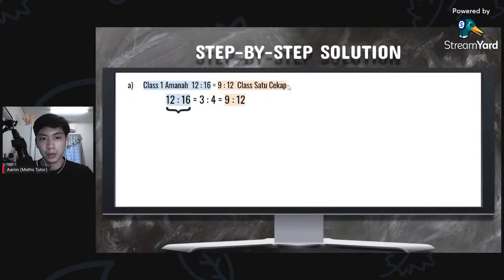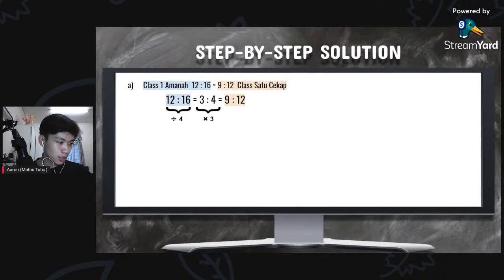I'll tell you why this is the answer. It is because 12 ratio 16, you can divide by 4 to get 3 ratio 4. This one we call the trial and error method. Eventually if you multiply 3 ratio 4 by 3, you will get 9 ratio 12.